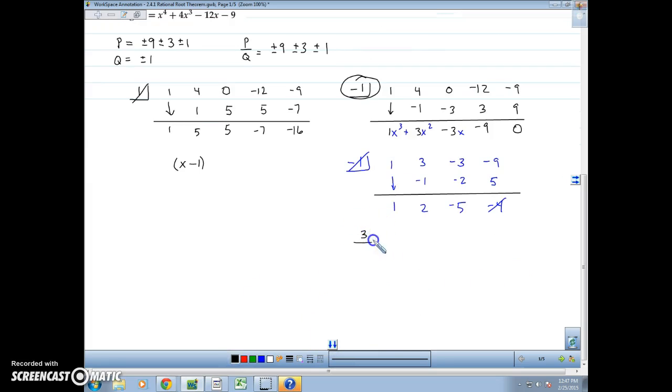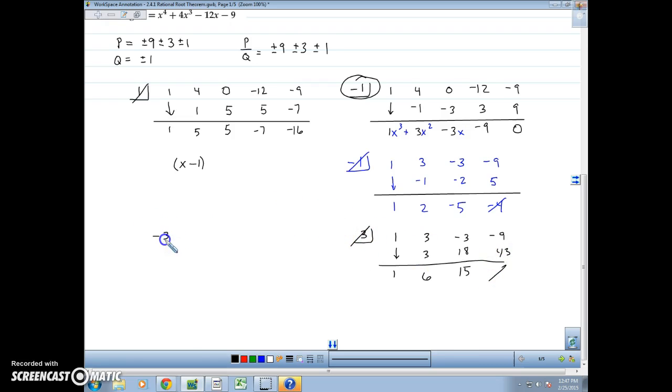So if I synthetically divide 3 into this, that's 1, 3, negative 3, negative 9. Carry down the 1. That's going to be 6. It's going to be 18, looks like it's going to be too big. Yeah, that's 15, that's 45. Way too big. So 3 isn't going to work.